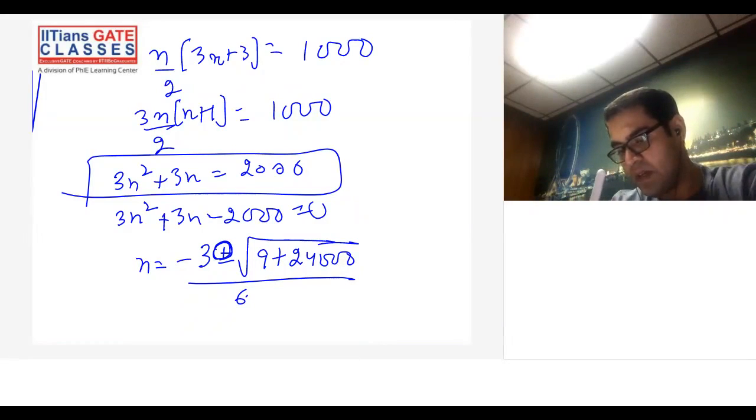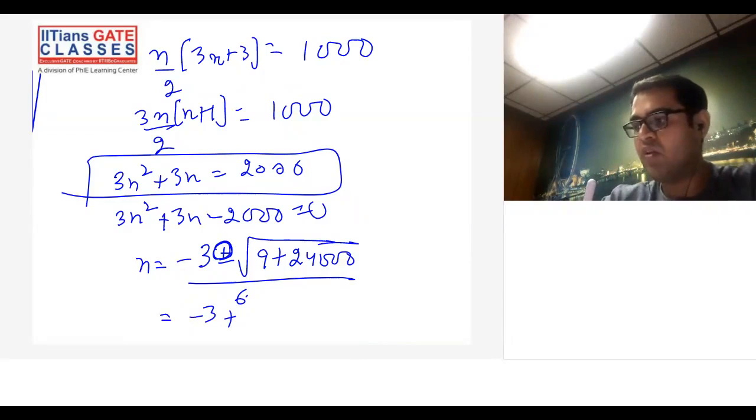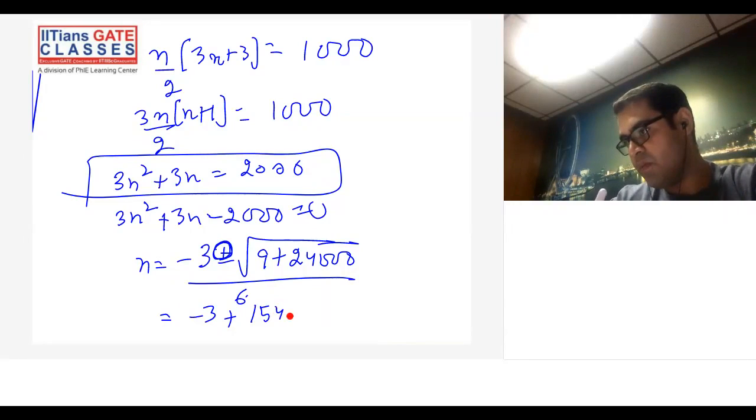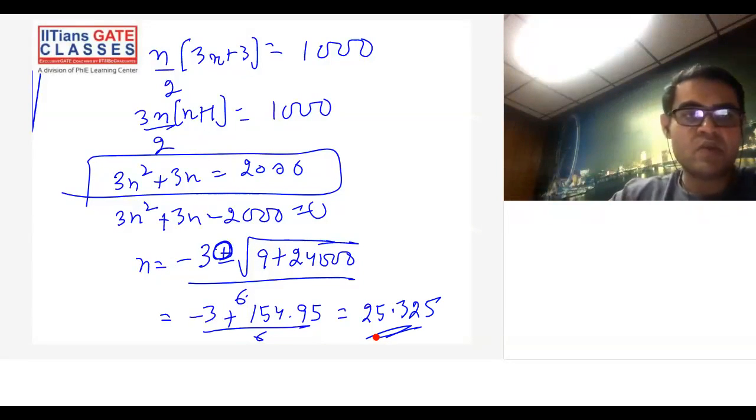So that means finally I get minus 3 plus, if you just approximately calculate this value, I don't need the exact value because I know that n is not a complete integer. Just find the square root of 24,009. This is coming out to be 154.95, by 6. So now that becomes 151.95 divided by 6, right? So this becomes 25.325. So n is actually equal to 25.325.